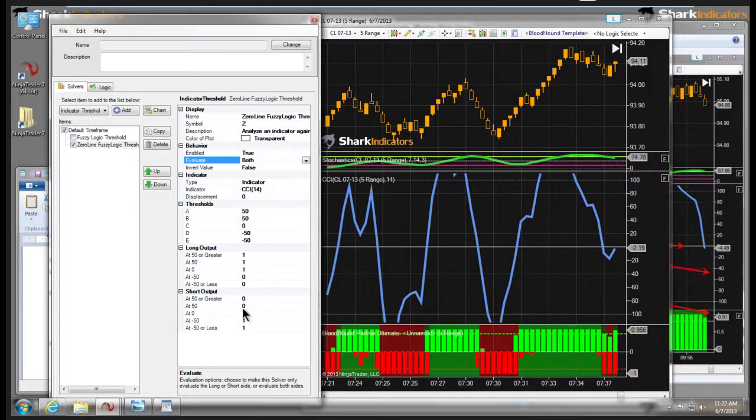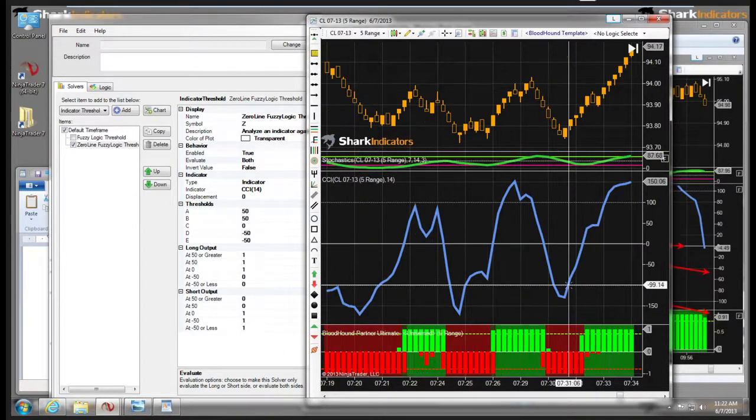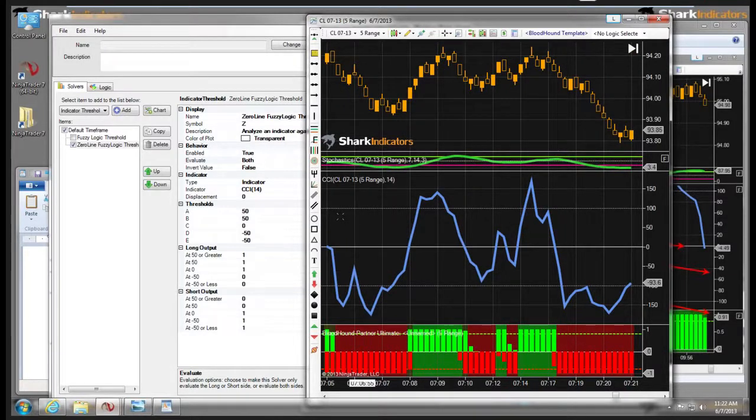All right, let me turn both of these on, and we can just take a look at how this all works. Yeah, so as we look at this section here where the CCI is fluctuating around the 0 line, we can see how the long and the short outputs fluctuate here. So, all right, I think that wraps that up.